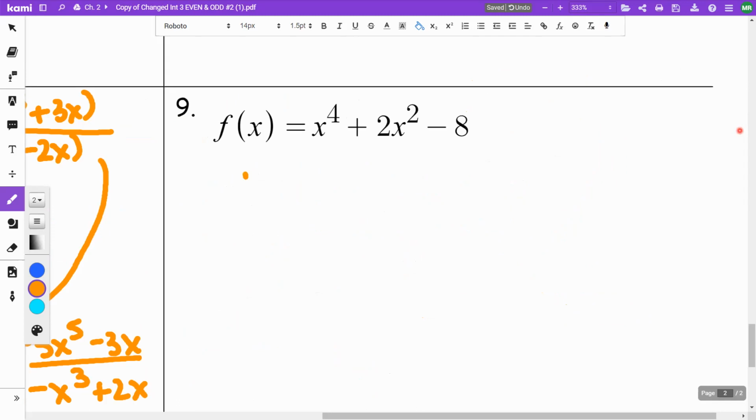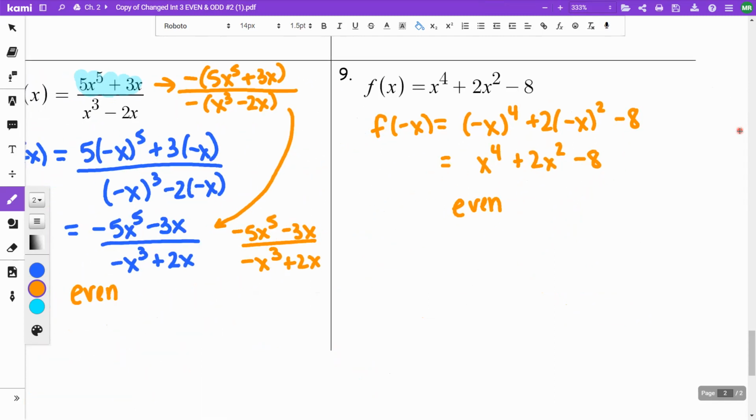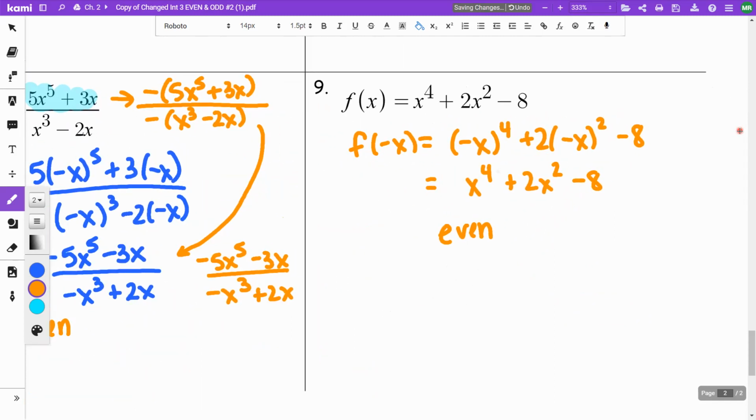For this one here, if I put in a negative x, I'm going to have a negative x to the 4th plus 2 times a negative x squared minus 8. So I'm going to get an x to the 4th, I'm going to get a 2x squared, and I get a minus 8. I got the same thing. So this is going to be even. And that's the end of this video. Hopefully this helps.